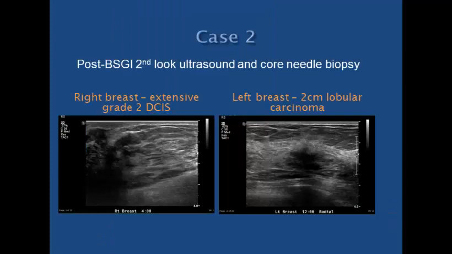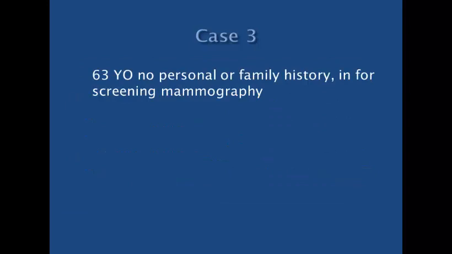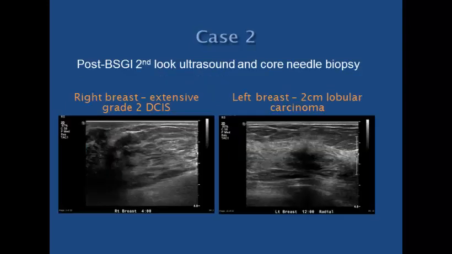So here's her post-BSGI second look ultrasound. Again, ultrasound is very useful to look at things afterwards, very large items. And you see in the right breast there's extensive grade 2 ductal carcinoma in situ, and in the left, a 2 centimeter lobular carcinoma.